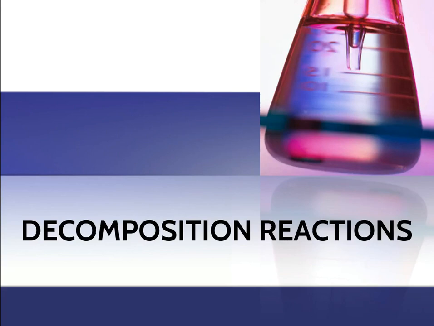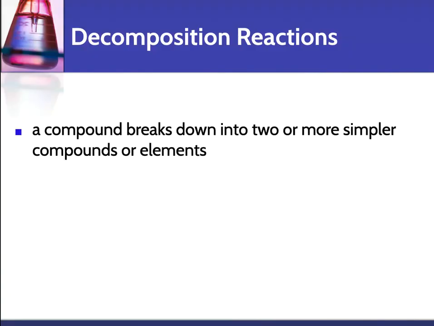In this lesson, we'll talk about decomposition reactions and how we can predict what the products are going to be when a compound decomposes. So recall that a decomposition reaction is when a compound breaks down into two or more simpler compounds or elements. And it can be represented in a generic sense as AB breaking down into A plus B. And AB can be various types of compounds, and A and B can either be elements or compounds.